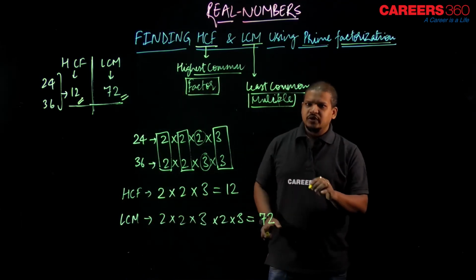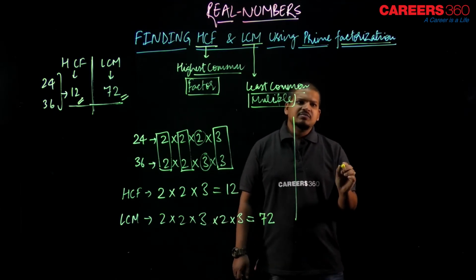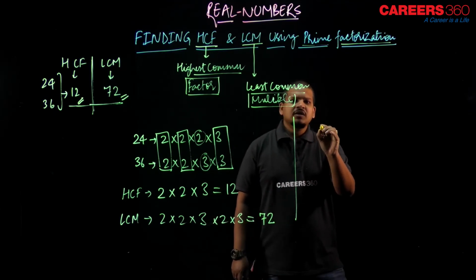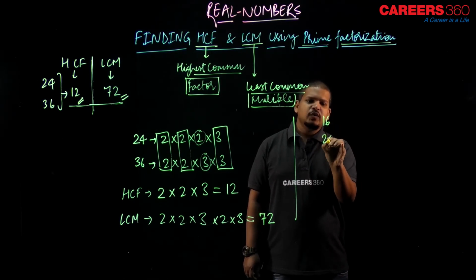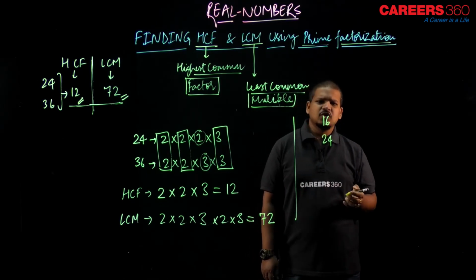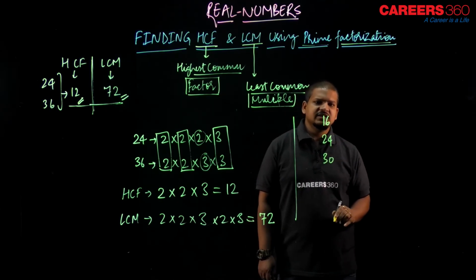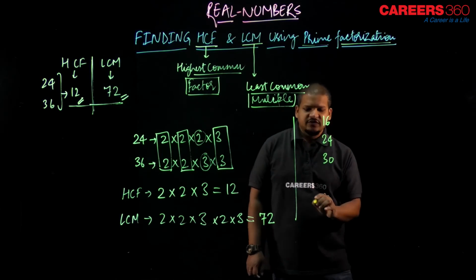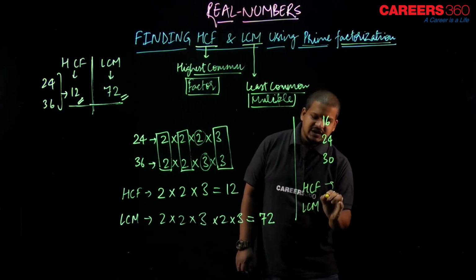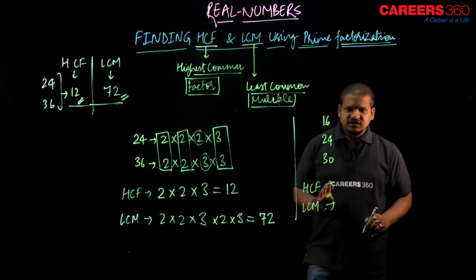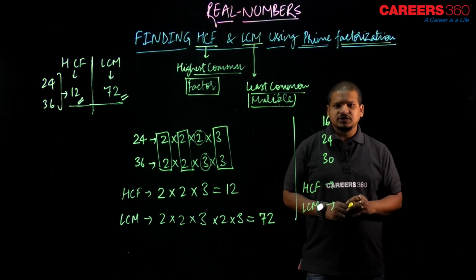Let's try one more example, and we'll try to do it quickly. For example, there are two numbers, that is 16 and 24. Let's take one more number, that is 30, right? 16, 24 and 30. Firstly you have to find out the HCF, and then you have to find out the LCM. So I would suggest pause the video and give it a try, and then we'll solve the question.